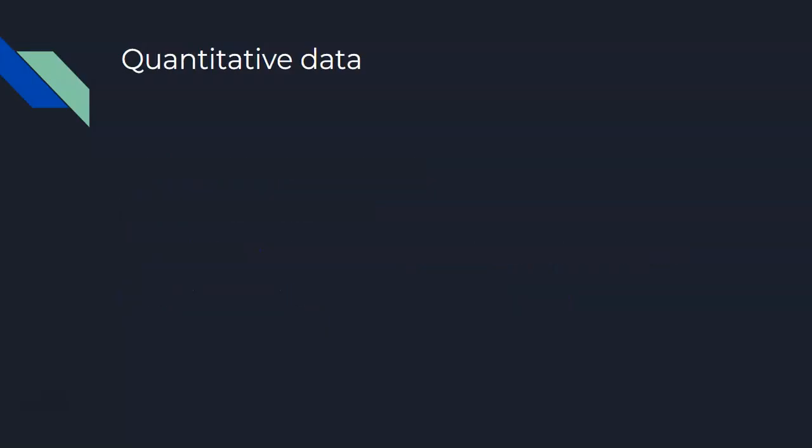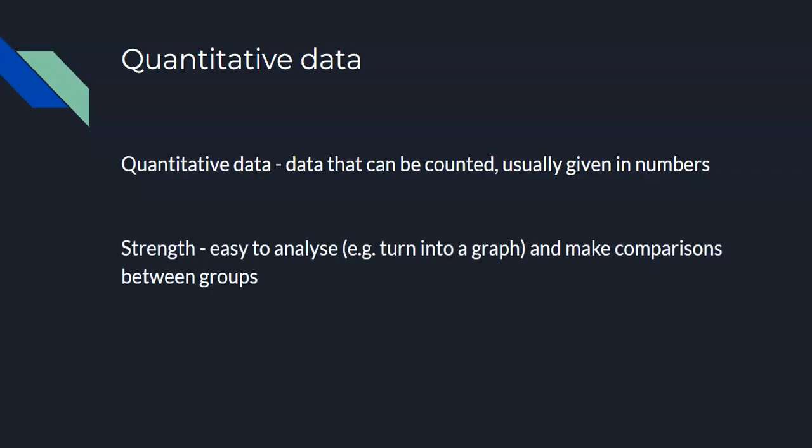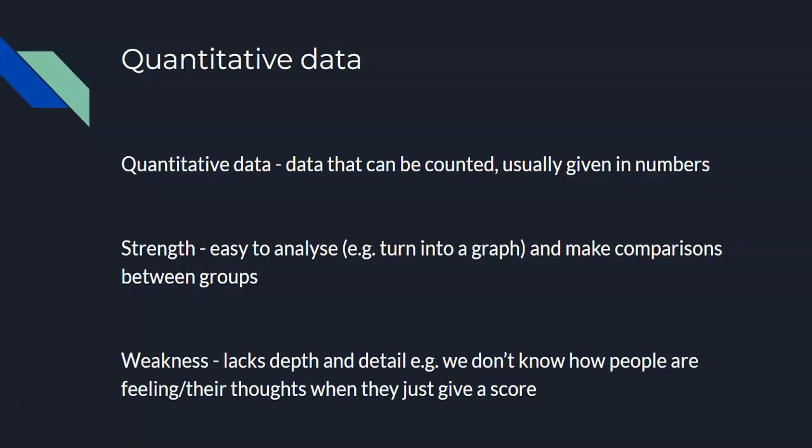So the first thing we're going to look at is quantitative data. Now quantitative data is any data that can be counted, and it's usually given in numbers. The strength of this, well, it's really easy to analyze. We can turn it into a graph, we can do data analysis and statistical tests with it, and we can make comparisons easily between groups. However, a weakness of it is numbers lack depth, they lack detail. We don't know how people are feeling or their thoughts when they just give us a score.